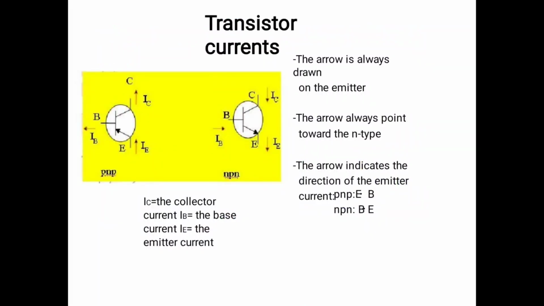In the transistor symbol, the arrow is always drawn on the emitter. The arrow always points towards the N-type. The arrow indicates the direction of the emitter current. For PNP it points from emitter to base; for NPN, from base to emitter. I_C is the collector current, I_B is the base current, and I_E is the emitter current.